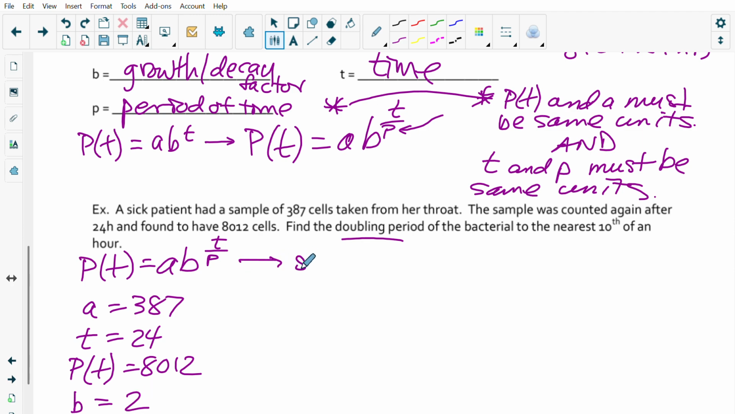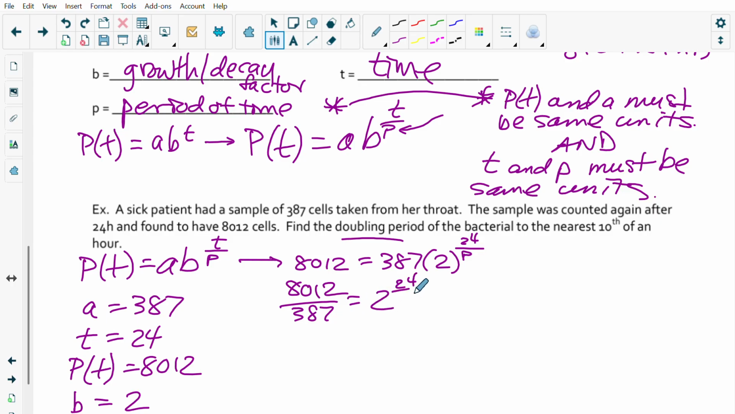That's our doubling factor. So when I insert stuff into my equation, 8,012 equals 387 times 2 to the 24 divided by the P value. This looks like something that requires logs to solve. Okay, so I'm going to take the common log of 8,012 divided by 387 equals, well, let me use the power law to simplify that log.